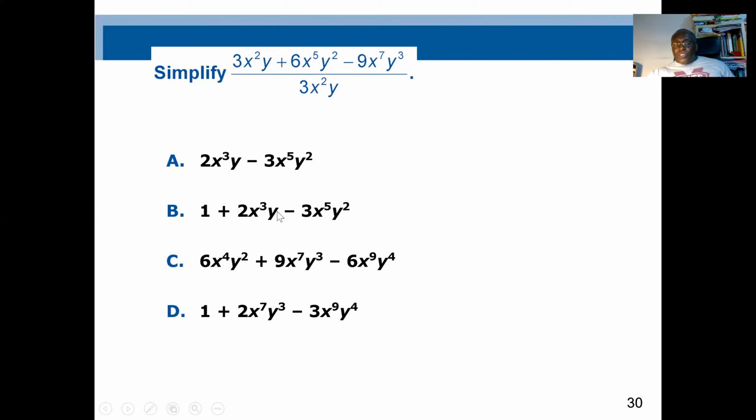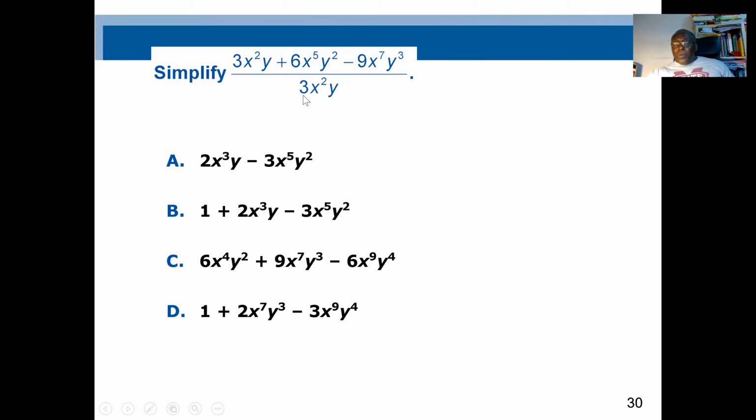So it seems like B is the correct answer so far. Then the last one, I'm going to divide minus 9 by 3, which will give me minus 3. X to the power 7 and x squared will be 7 minus 2, so that will give me 5. Y cubed divided by y will be y squared, so the correct answer will be B.